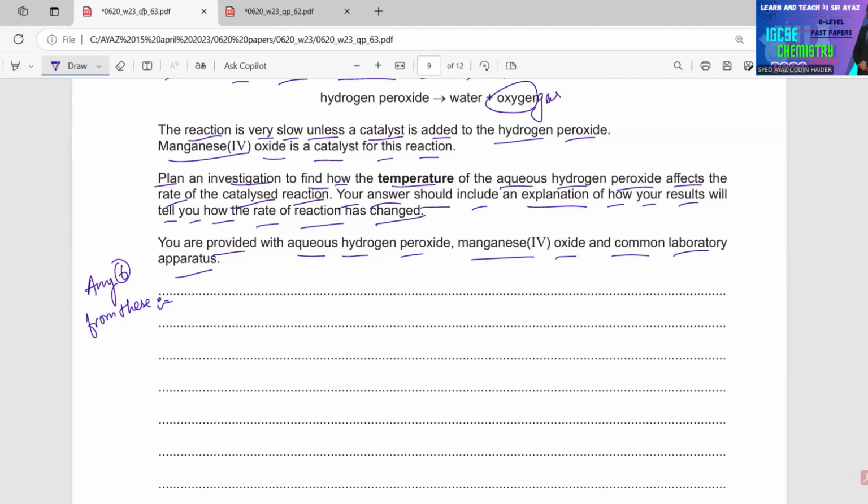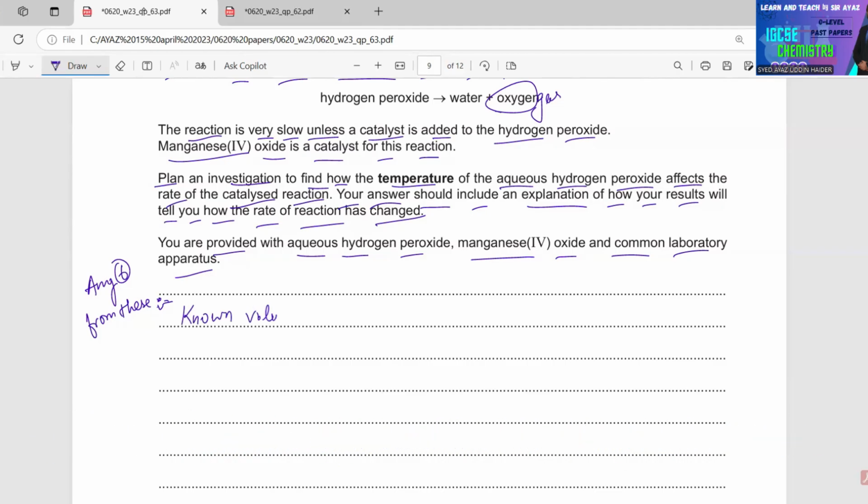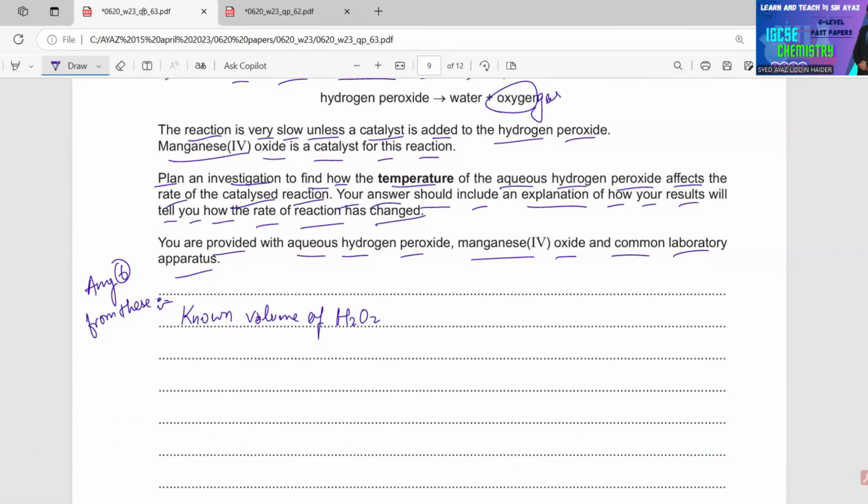You will always start with the known or stated volume of H2O2. And you will always add known mass of catalyst. In both the experiments, add known mass of catalyst. It should also be same for all these experiments.